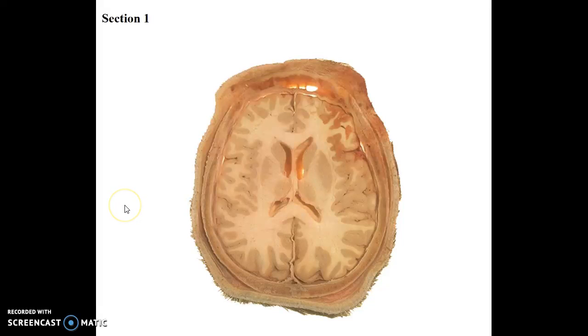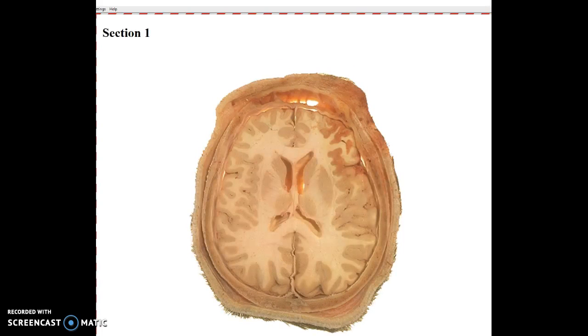Okay, what we're looking at here are the cadaver cross-sections for Bio 201 Lab Practical 3. These are the parts of the brain that you looked at on the sheep brain, but now we're looking at them on a human brain as a cross-section. So we have to understand what we're looking at.